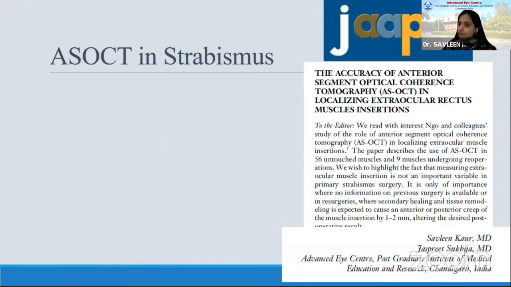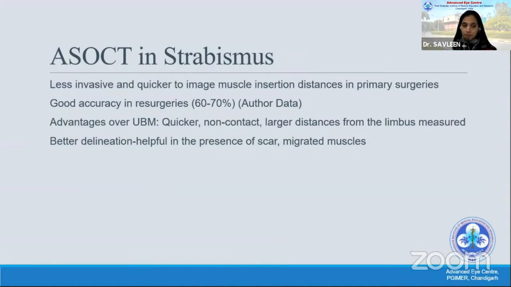One of our earliest papers on ASOCT, and of course the literature has now established that it's a less invasive technique and it's quicker to image muscle insertion distances in primary surgeries. We have a paper under publication in JAPOS, which reports a good accuracy in resurgeries, to the extent of 70%, by the ASOCT. Of course, it has advantages, being quicker, being non-contact, and being able to measure larger distances.